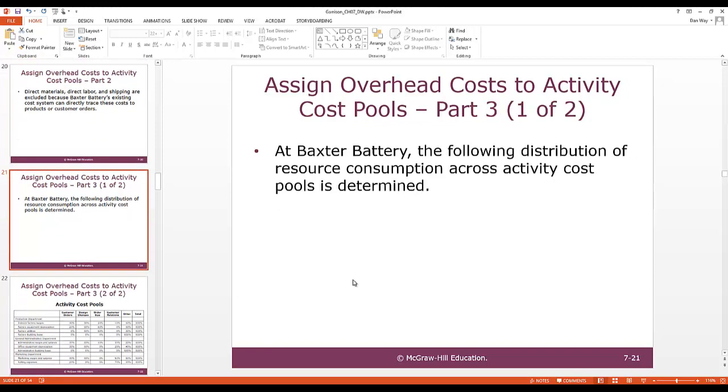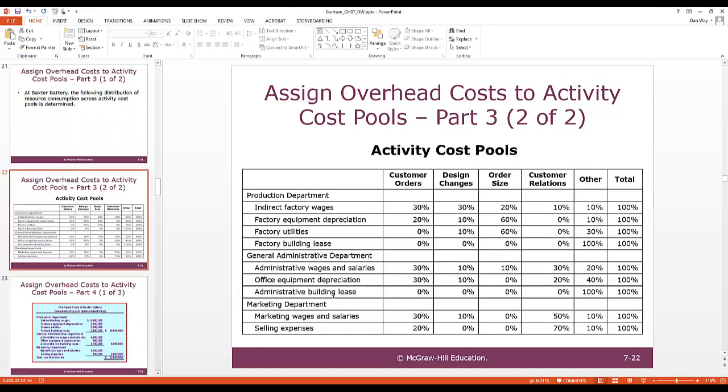So at Baxter, we have the following distribution of resource consumption across activity cost pools. There is a lot of detail here, and most of it isn't critical for our initial example, but suffice to say that we would need to come up with some kind of allocation matrix like this to determine what percentage of each individual cost, so indirect factory wages, the factory depreciation, and so on, to allocate to our activity cost pools. And again, those pools are reading across the top here. Orders, design changes, the order size, the customer relations, and other.